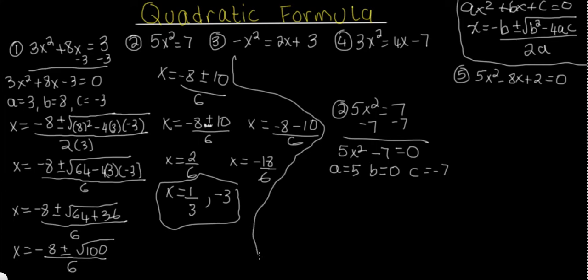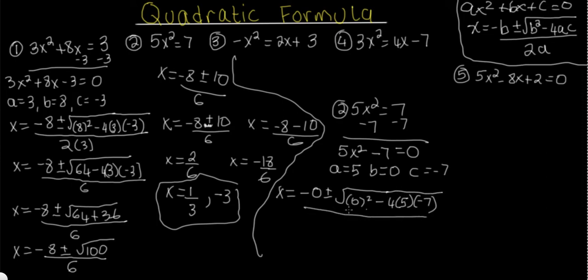Okay, so I have x equals negative b, which is 0, plus or minus the square root of b squared, so that's 0 squared, minus 4 times a, which is 5, times c, which is negative 7. And this is all going to be over 2 times a, which is 5. So I have x equals 0 means nothing, so I really don't need that. So I just have my plus or minus.